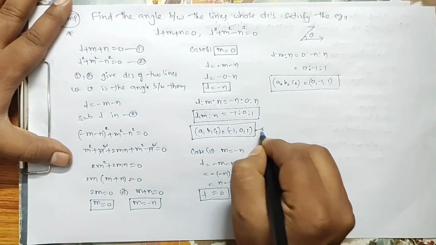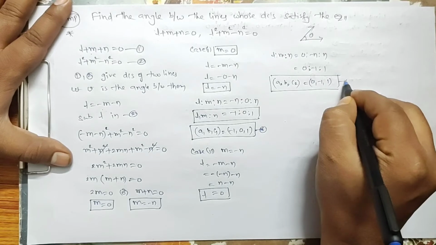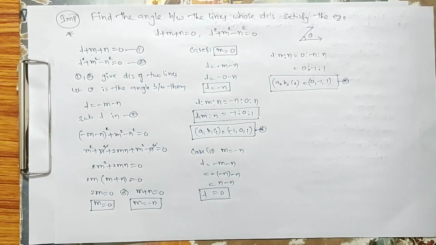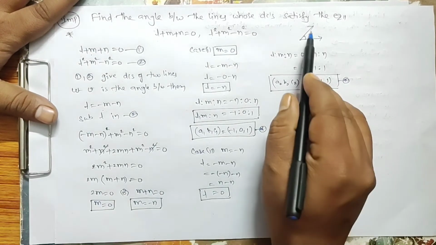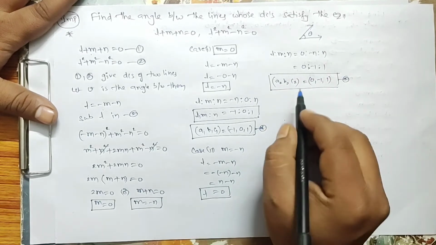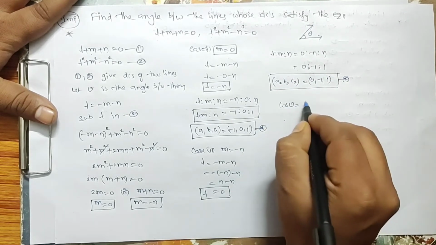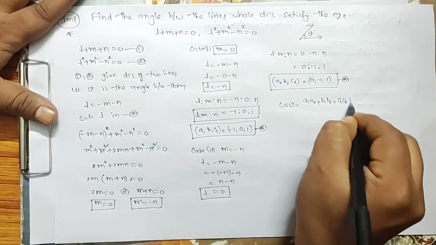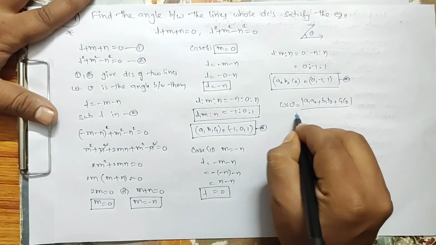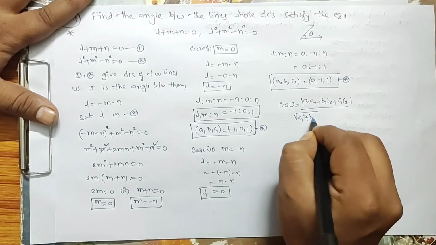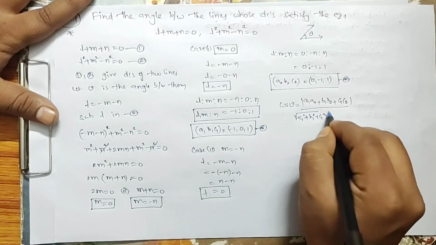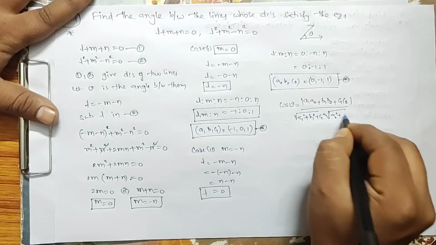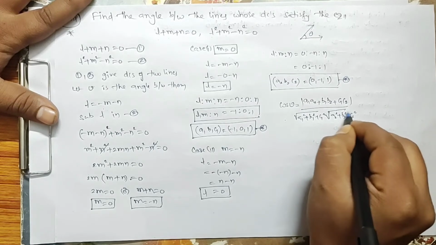These are the DRs of the second line. So when DRs are available of the two different lines, we can take the cos theta formula between them. Now see, the angle between these two lines is theta, so cos theta is equal to a1 a2 plus b1 b2 plus c1 c2 by under root of a1 square plus b1 square plus c1 square and under root of a2 square plus b2 square plus c2 square.